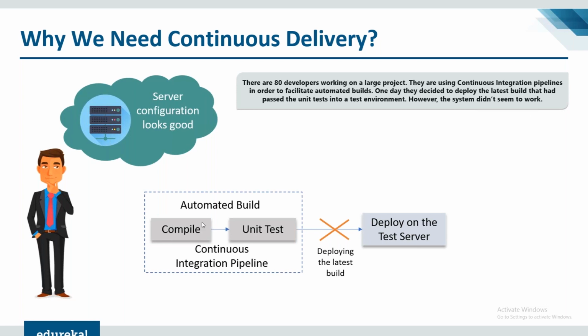So what happened here? Once we had the automatic build from the continuous integration pipeline and the test reports came in, they wanted to deploy this to the test servers. And again, this deployment failed. All right.